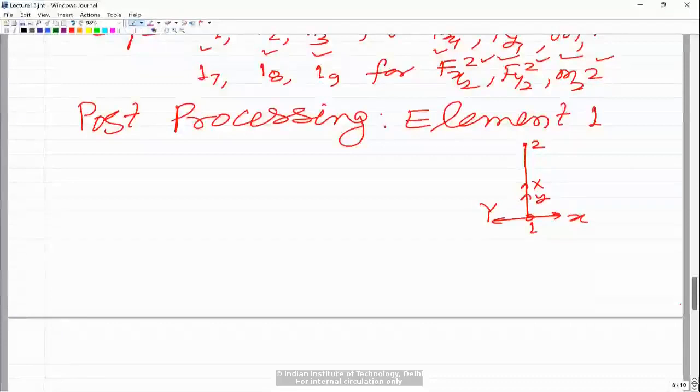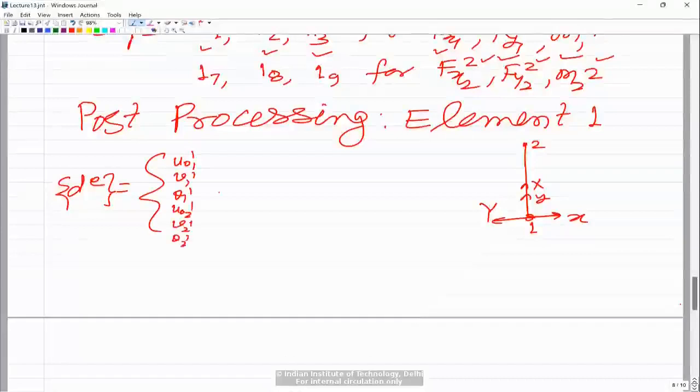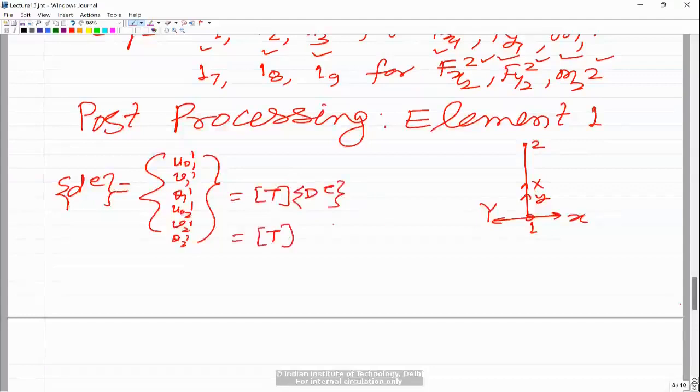And now for the post processing, we need the degrees of freedom in the local coordinate system. So we need this dE, which is nothing but u naught 1 1, v 1 1, theta 1 1, u naught 2 1, v 2 1 and theta 2 1. So this is your vector dE. This is nothing but, as we have already said, T into dE, and T is the transformation matrix for element 1 we have already defined.